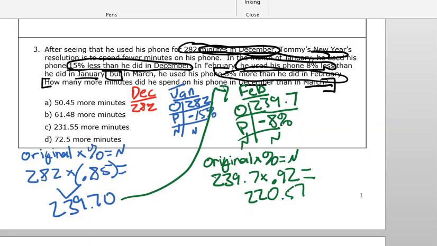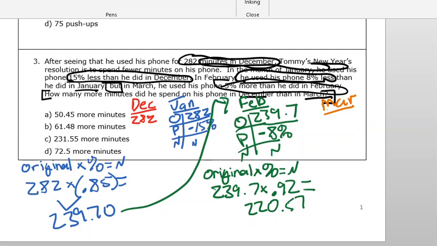We'll make it orange. Okay. So for March, I'm going to use this 220.52, sorry. And that's my new original, 220.52. And then he used it 5% more, plus 5% is going to equal the new.